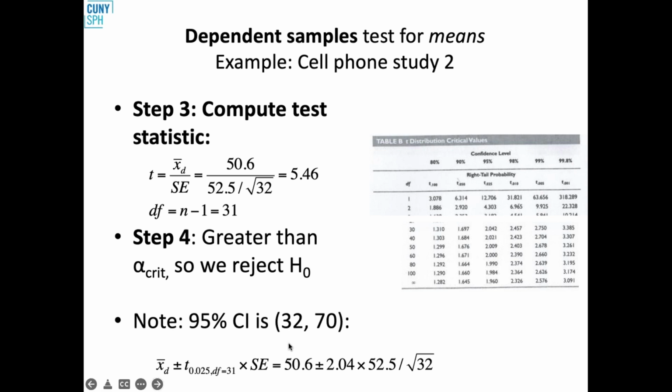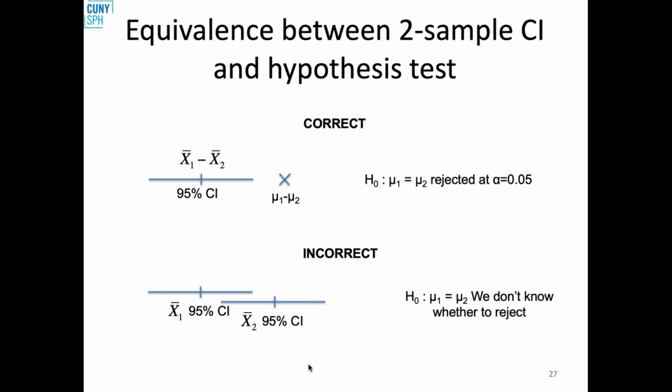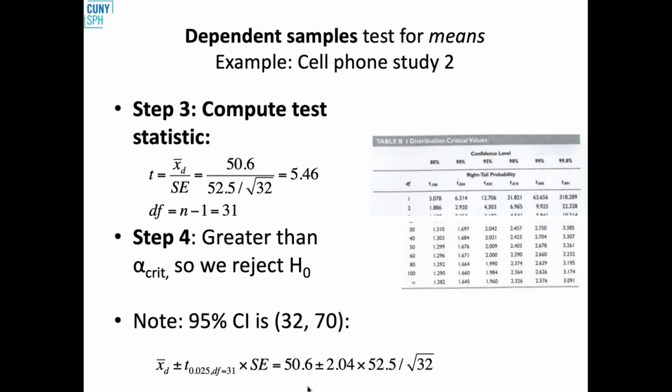Okay, you can also calculate a confidence interval, right, by using x bar, the average difference, plus or minus t for 5%, at 2.03, times the standard error, which we calculated up here. There's your margin of error to add and subtract from there. You can calculate that confidence interval, right? And what will be expected? The 95% confidence interval turns out to be 32 to 70.